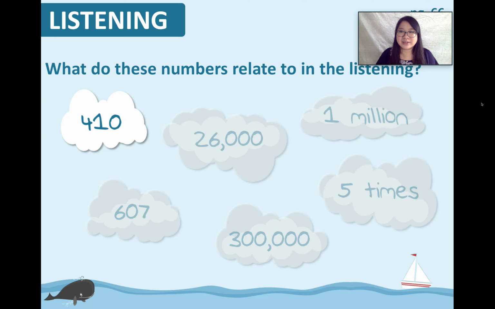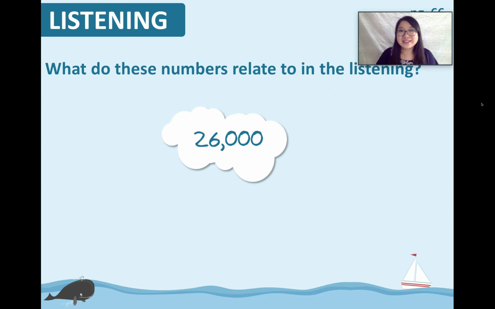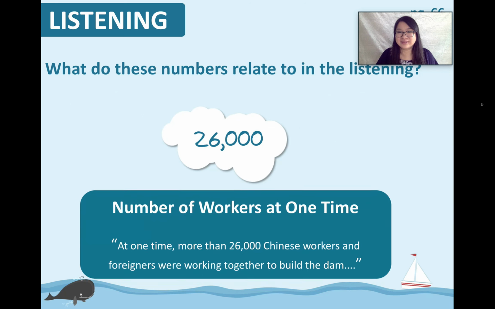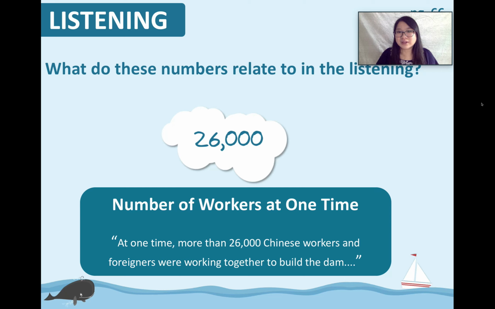Our next number, 26,000. This is the number of workers at one time. At one time, more than 26,000 Chinese workers and foreigners were working together to build the dam. That's how big of a project this dam was.